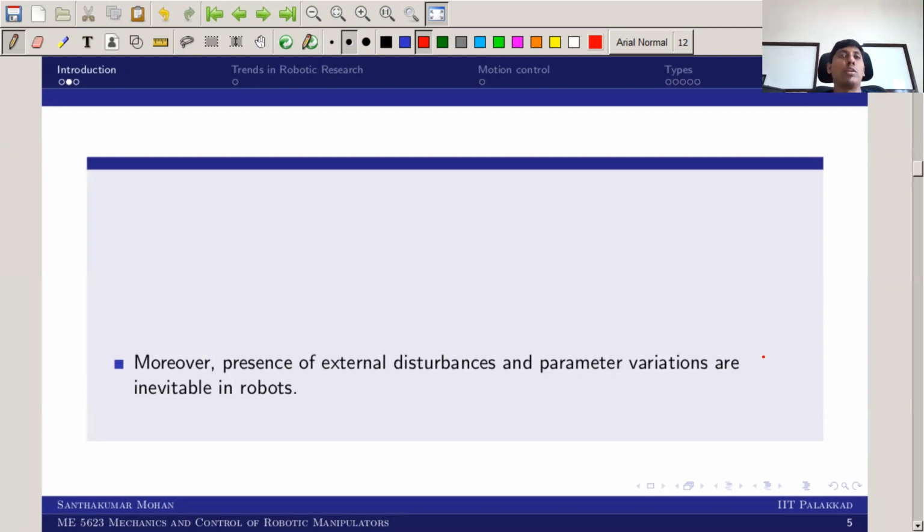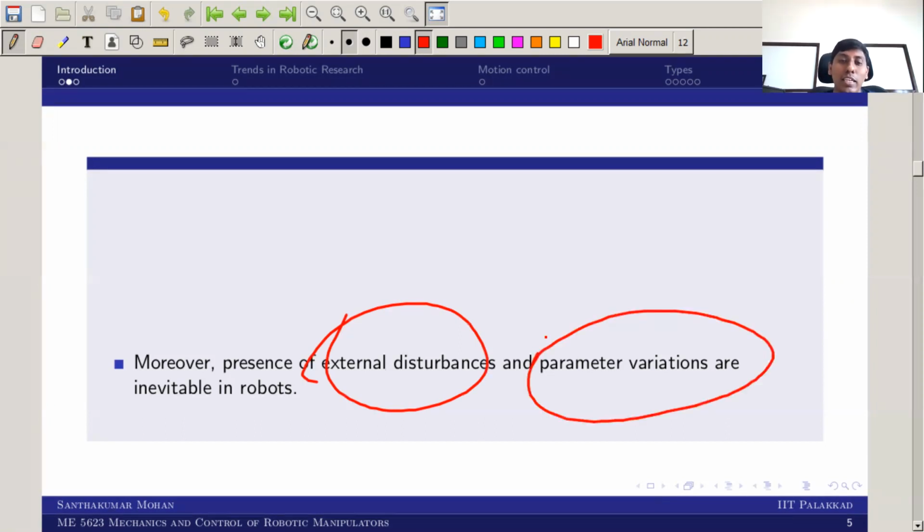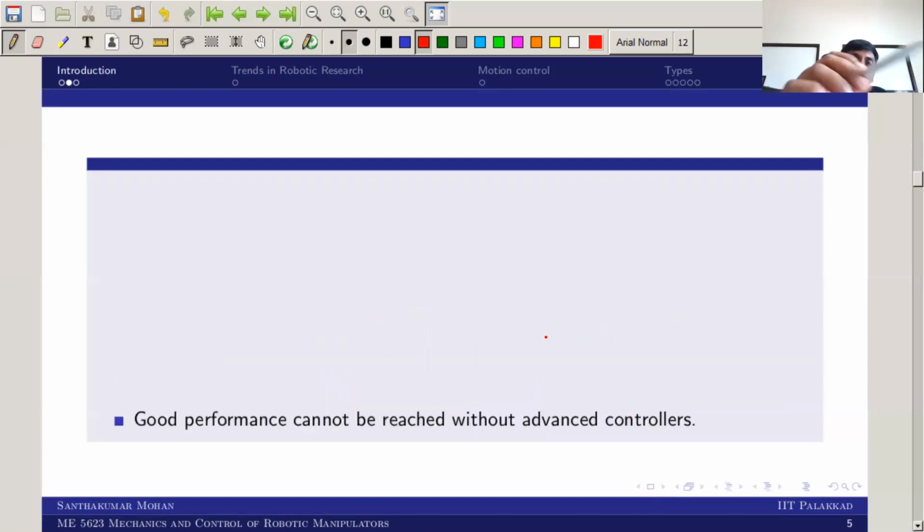Moreover, the robotic manipulator works in a real-time environment. In that sense, external disturbance is one of the key factors which is inevitable. In addition, you are thinking about real time, so there are several things which are unmodeled in your case. Further, even the parameters you have chosen may have variation. So uncertainty and external disturbance are inevitable. Then we expect that some kind of advanced controller needs to be there. What is an advanced controller, that we will discuss.